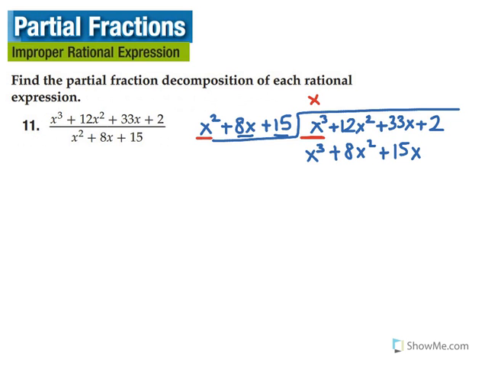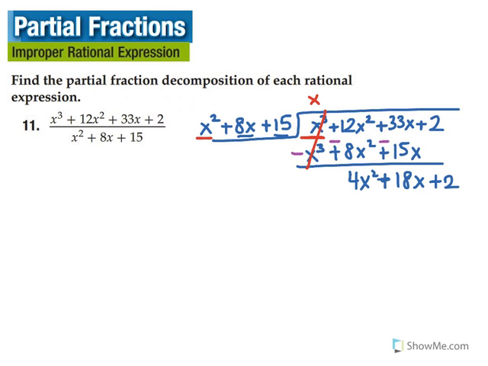Now we are going to change the signs and add. So it will be minus, minus, minus, and when I add, I see that these two simplify, and I have 12 minus 8, 4x squared, plus 33 minus 15, 18x plus 2.